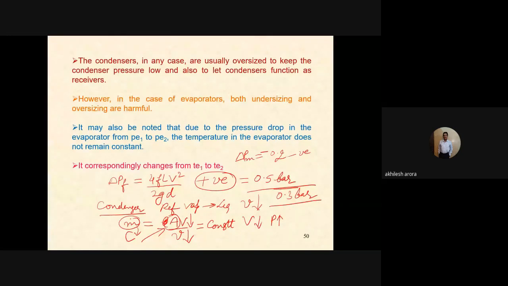It is basically a negative pressure drop, meaning pressure is actually increasing rather than reducing. So there is a possibility sometimes that in a condenser the pressure may increase also. Because if the momentum pressure drop is higher than the frictional pressure drop, it will lead to an increase in the pressure in the condenser. So that can also happen.